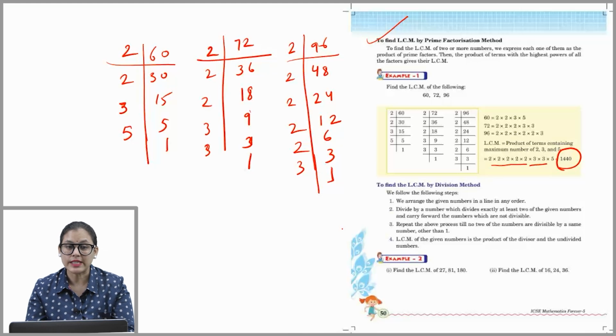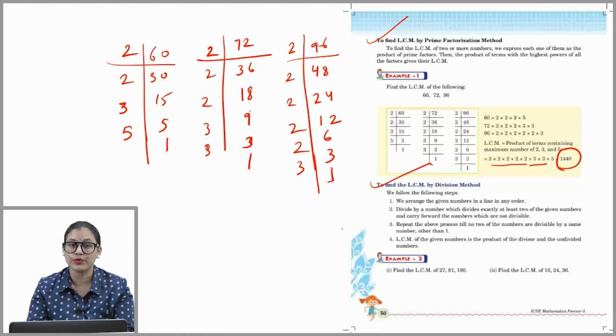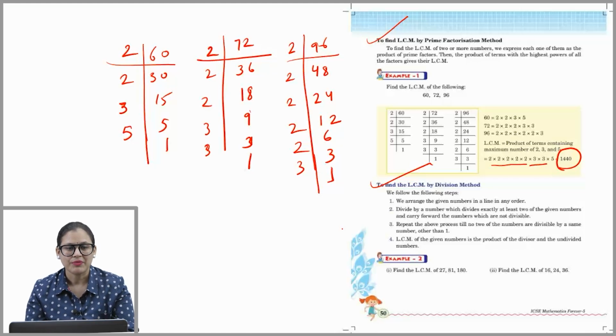Okay, to find the LCM by the division method, we follow these steps. Number 1, we arrange the given numbers in a line in any order. Number 2, divide by a number which divides exactly at least 2 of the given numbers and carry forward the numbers which are not divisible. Number 3, repeat the above process till no 2 of the numbers are divisible by a same number other than 1. Number 4, the LCM of the given numbers is the product of the divisors and the undivided numbers.